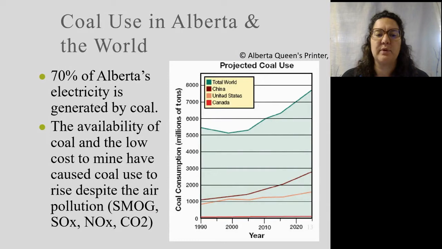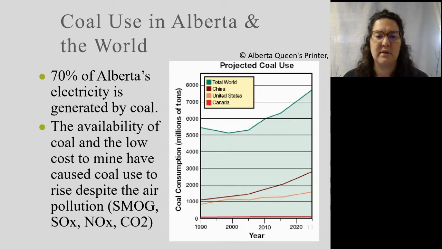About 70% of Alberta's electricity is generated by coal, because the availability of coal is there in Alberta, and there's a low cost to mine it. This has caused air pollution to rise due to the use of coal. So it contributes to things like smog, sulfur oxides, nitrous oxides, and carbon dioxide.